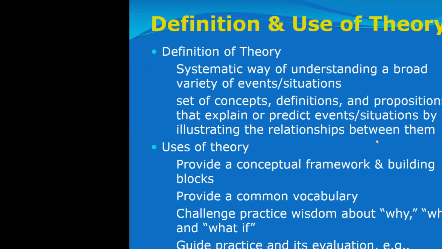Today we'll talk about the definition of theory of system and basic knowledge about general system theory. The definition of system theory is a systematic way of understanding a broad variety of events and situations. This is a set of concepts, definitions, and propositions that explain or predict events and situations by illustrating the relationship between them.